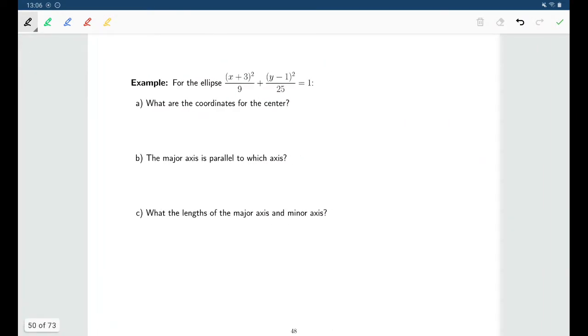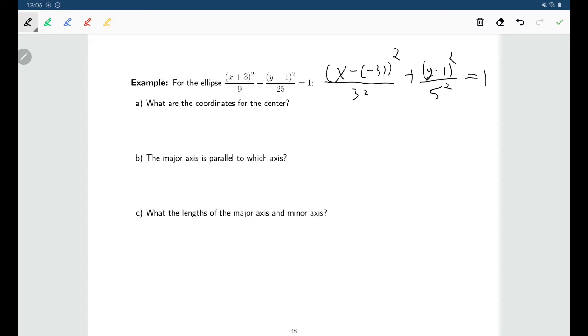Okay, let's put this into practice. I've got an equation of an ellipse in standard form. I'm just going to rewrite it to make it a little bit more obvious for myself here. So x plus 3 squared, I'll rewrite that as x minus negative 3 squared. And instead of 9, I'll write that as 3 squared. The second term, y minus 1 squared over 25, I'll rewrite that as y minus 1 squared over 5 squared.